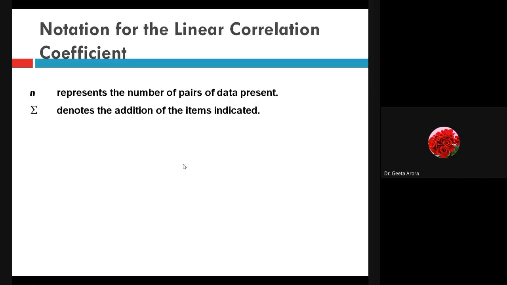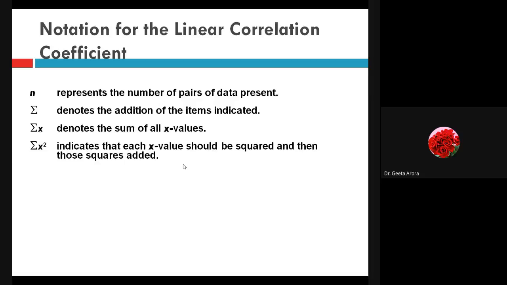Why are we saying pair? Because we are going to work with two variables and find out whether there is some correlation or not. We know about sigma, it denotes addition. Sigma x means we will have the summation of all values of x.